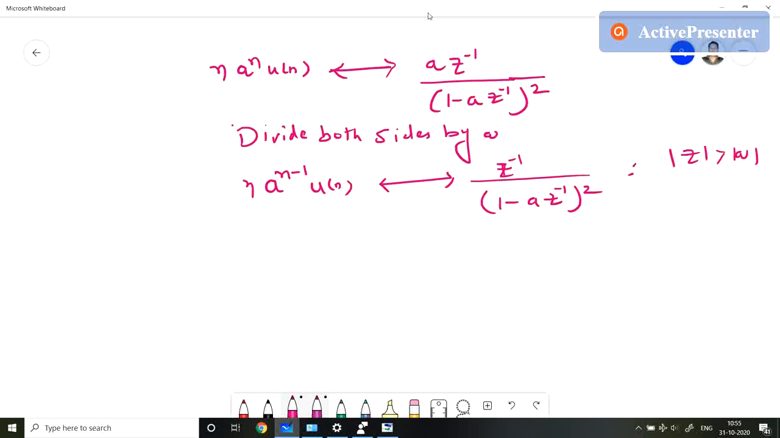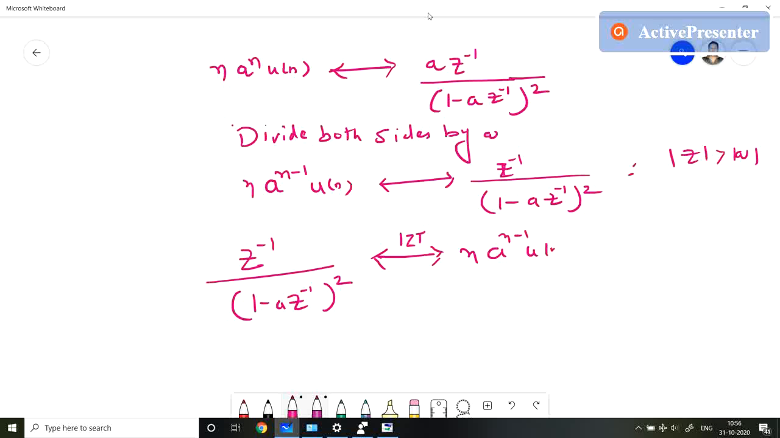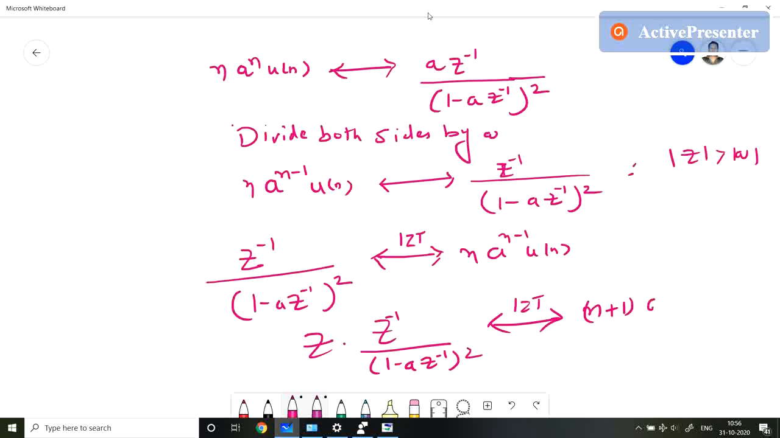Now our problem is to find the inverse Z transform of 1 divided by (1 minus a z inverse) whole square. So we can apply the shifting property. The inverse Z transform of z inverse divided by (1 minus a z inverse) squared is n a raised to the power n minus 1 into u[n]. Now if we multiply this whole term by z, then we will get the inverse Z transform as (n plus 1) a raised to the power n u[n plus 1]. So finally this is what we need.